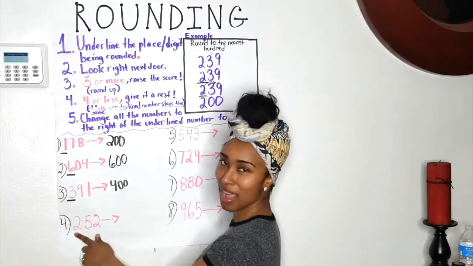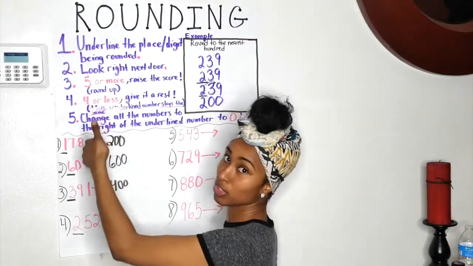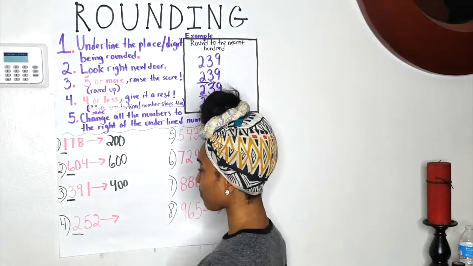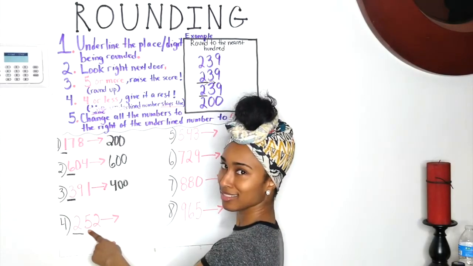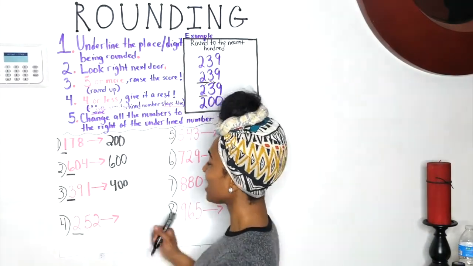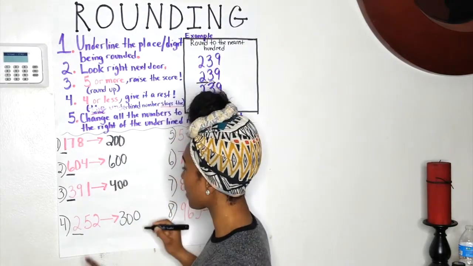Now number 4. What's my digit I'm rounding? It's 200. Okay, let's see if we're going to round up in the hundreds place or if it's going to stay the same. All right, next door, 5 or more or 4 or less? Yes, 5 or more. So I'm going to raise the score to 300. I go up in my hundreds place.